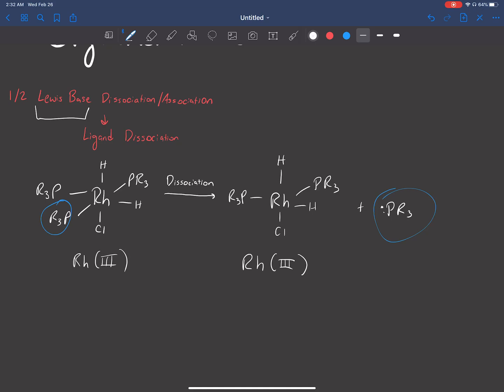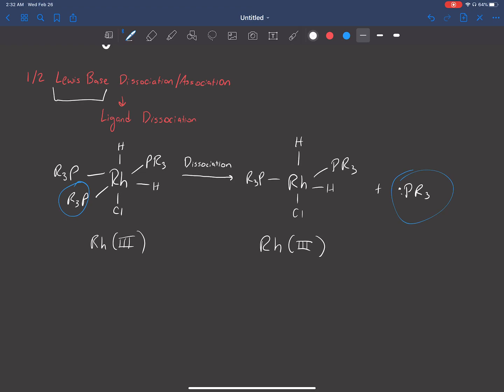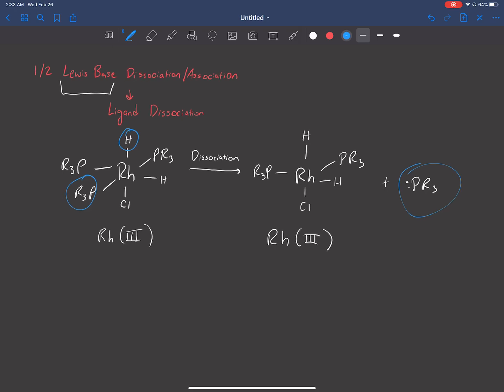It can't move and, let's say, bind to another ligand instead of the metal. No, it has to completely leave. In this case, we removed this PR3 group. My oxidation state did not change because I removed one of our neutral ligands, not one of our anionic ligands. I suggest you get comfortable with which ligands are neutral and anionic. If I removed one of these H's, these are our anionic ligands, then our oxidation state can change. And so that was my Lewis base dissociation: a neutral ligand comes completely off, and there is no change in oxidation state.